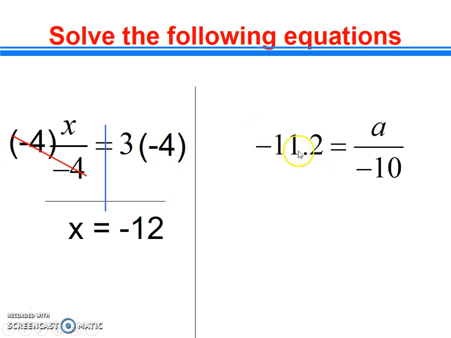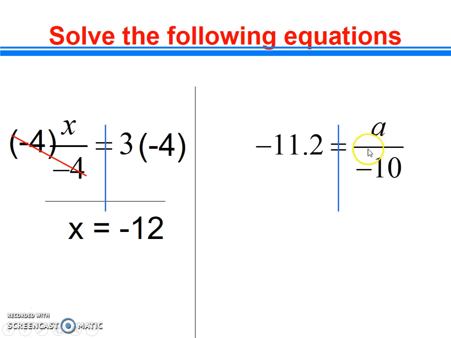All right, and our next one, negative 11.2 is equal to a divided by negative 10. So we have a decimal here, but that's okay. We still solve the same way, and you guys can use a calculator in this unit. So if you're not sure about something or want to double check, feel free to use a calculator.